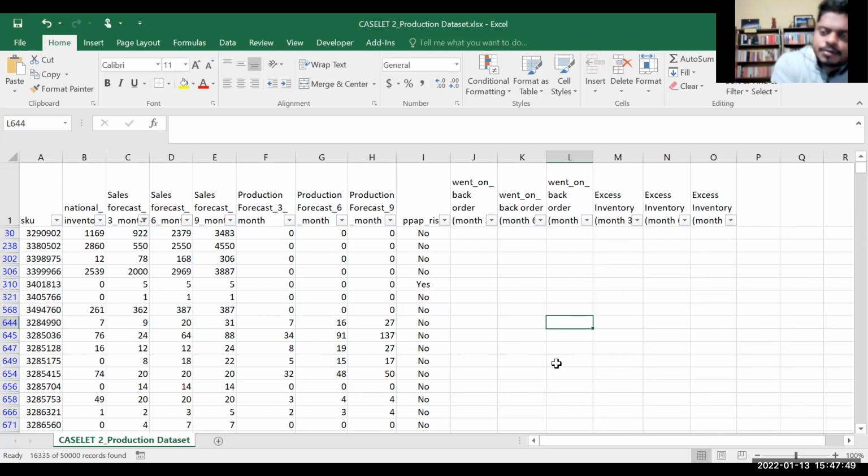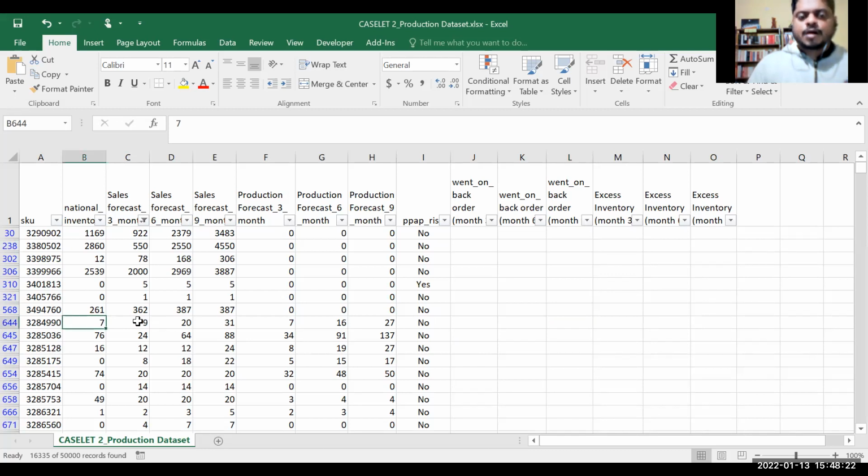Is this clear, or any doubt? Sir, can you please repeat once? Okay, take this example, row number 644. What do you mean by backorder? Backorder is when there is more demand than your supply. On this inventory, you have 7 only. When I'm looking into the next 3 months, I have 7 in inventory.